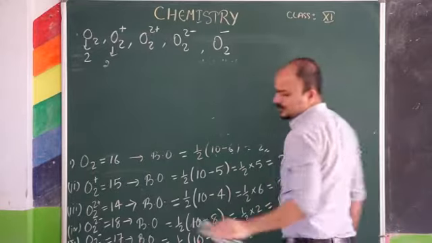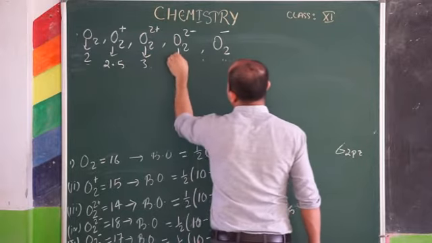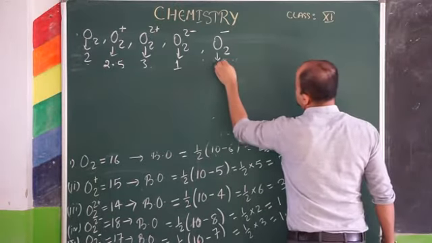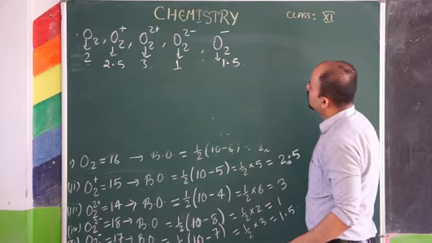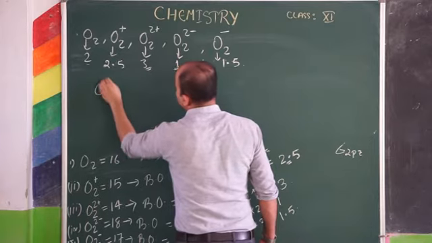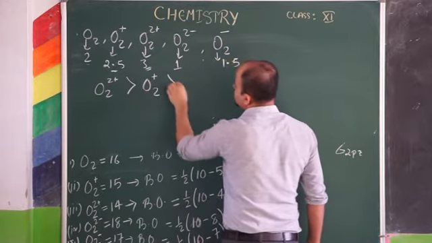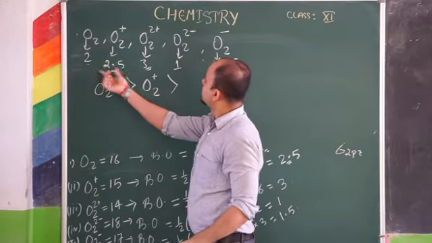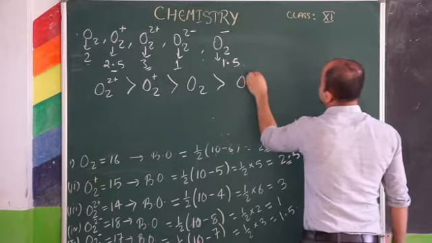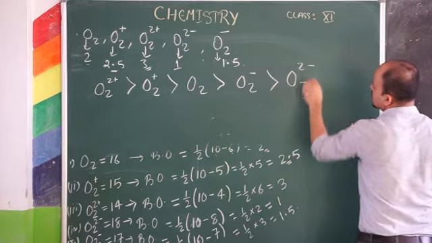Okay, so let me write it here. This bond order is 2.5. It is 3. Now for O2 2 minus it has been calculated as 1. And for this it is 1.5. So 1.5, 2, 2.5, and 3. So can you see the maximum bond order is of O2 2 plus. Then for oxygen plus 2.5, then 2 for oxygen. Then for O2 minus, and at last you have O2 2 minus.